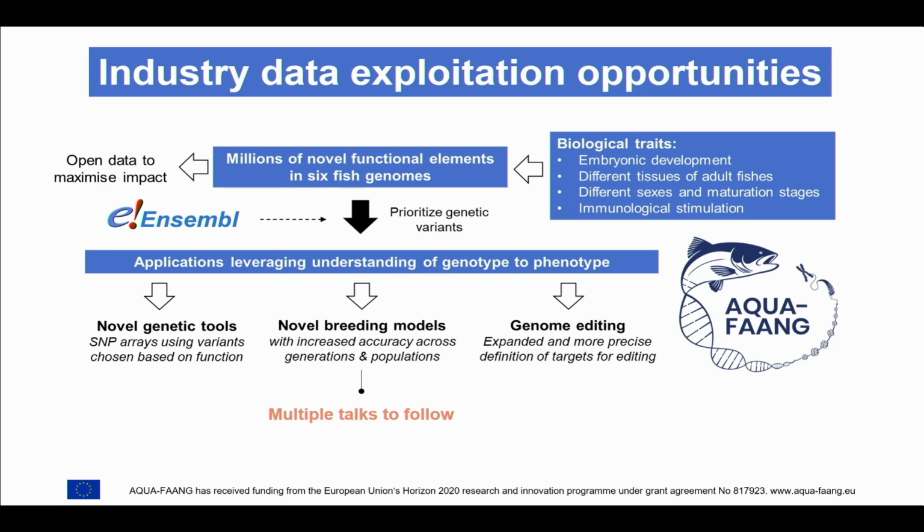So this figure's been presented a couple of times at this meeting already, but since I made it, I thought I would also present it. This is, in a nutshell, what we've done in AQUA FAANG. We've fed in all these different sample types representing different biological variation to identify a very large number of new elements in these farmed fish genomes, and shared the data to maximize impact. The tools are available to overlap our findings with genetic variation to prioritize variation that's more plausibly causative of the trait variation. Still a lot more work to do to actually prove causation.